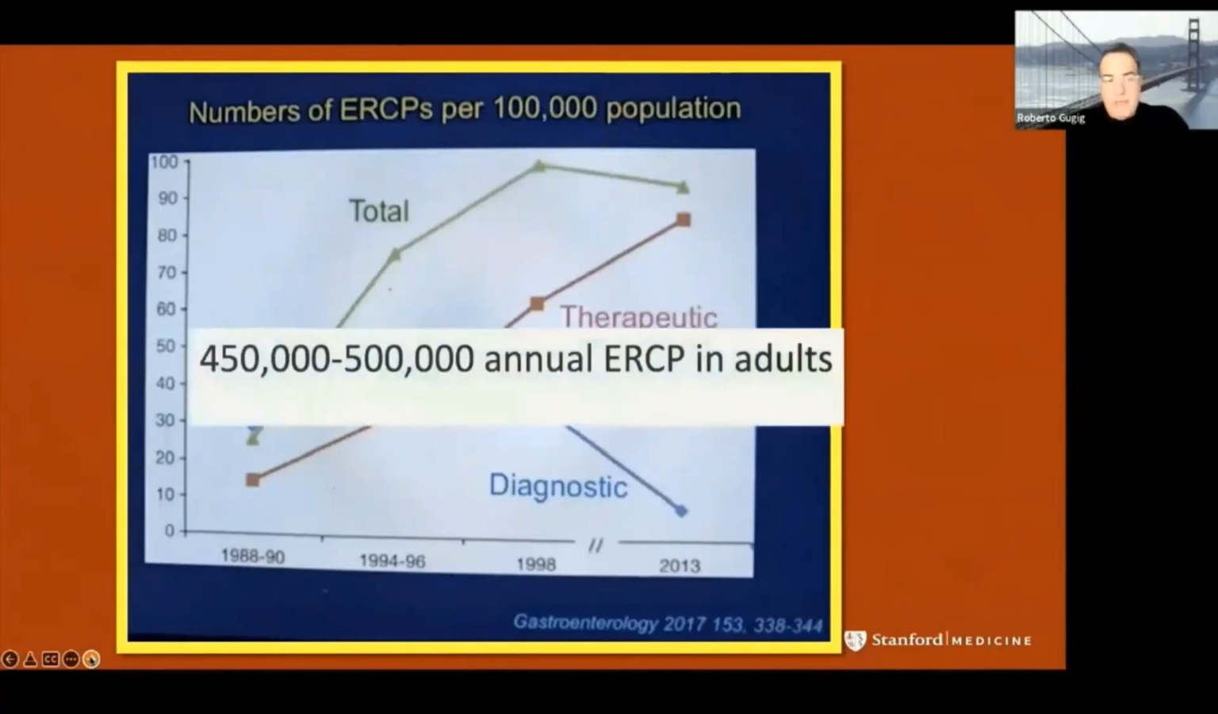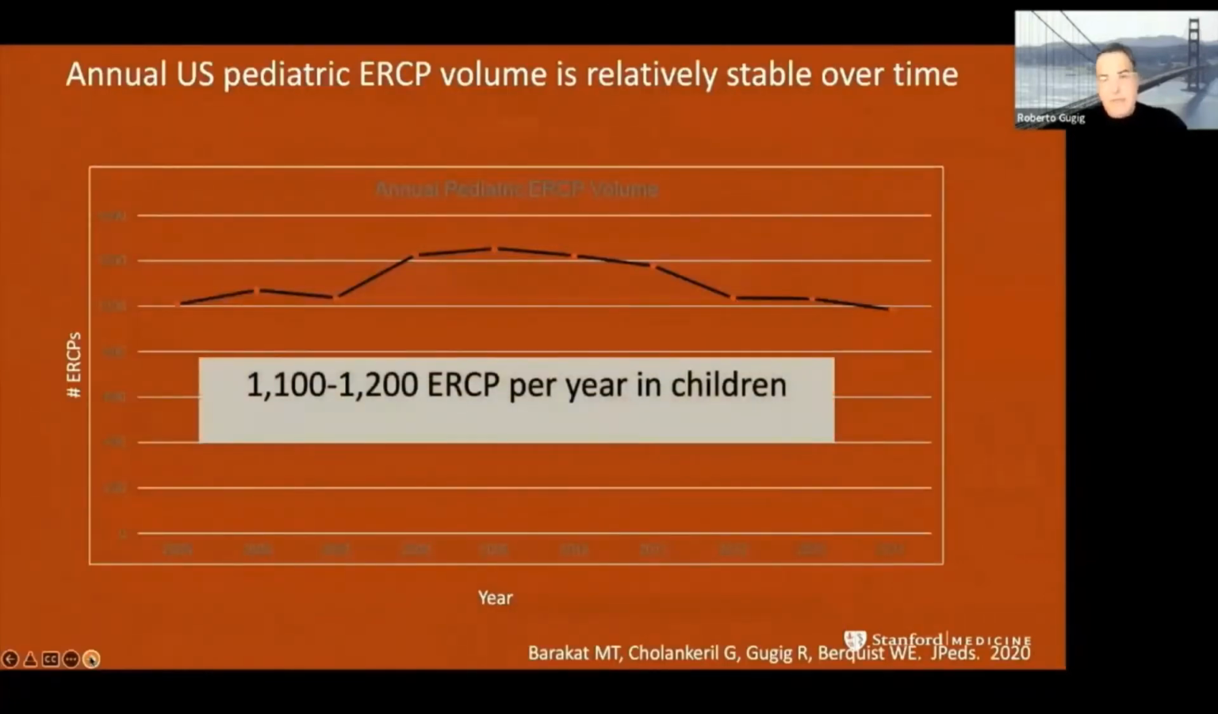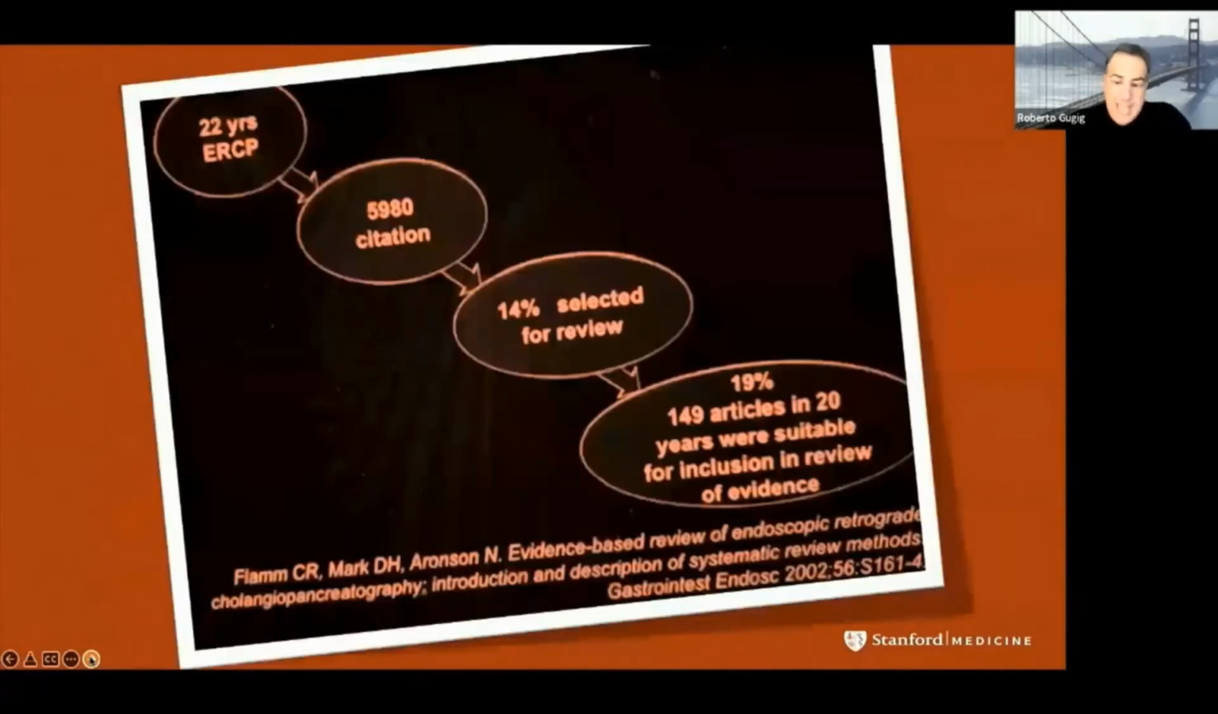We are doing about 450 to 500,000 ERCPs in adults. And on the pediatric side, and this is for my group, it's been fairly steady, even though I feel like I'm doing more ERCPs than ever in children, at about 1,100 to 1,200 ERCPs per year. And this is one of the problems. This is from the NIH trying to provide some evidence-based recommendations, and they looked at 22 years of ERCP, almost 6,000 citations.